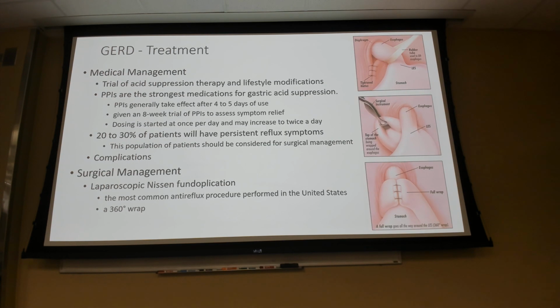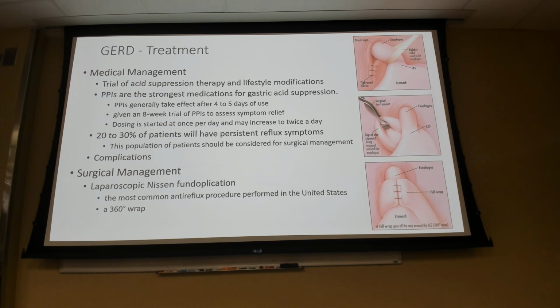All right, so like I said, we give them a trial of acid suppression therapy, lifestyle modifications. PPIs are the strongest medications, but we can also give an H2 blocker initially as well. If we suspect any peptic ulcer disease, we'll talk about later, we usually start with a PPI because they're a little bit stronger and work better.